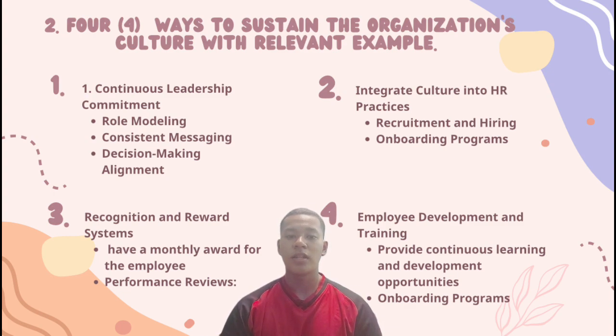The first is continuous leadership commitment, action, and role modeling. Leaders should embody the organizational values in their daily actions and decisions. For example, if a company's culture emphasizes innovation, leaders should actively participate in brainstorming sessions. The next is consistent messaging. Leaders should regularly communicate the importance of cultural values. The third is decision-making alignment. Ensure that decisions at all levels reflect the organizational values.